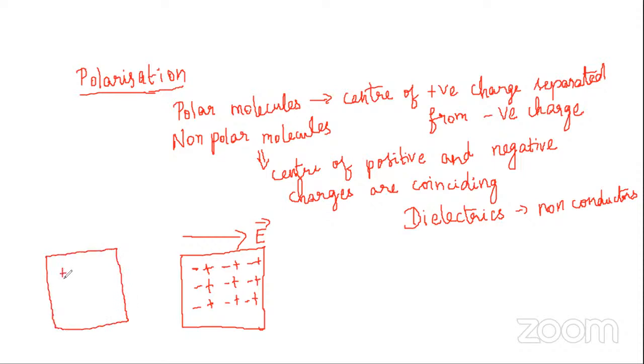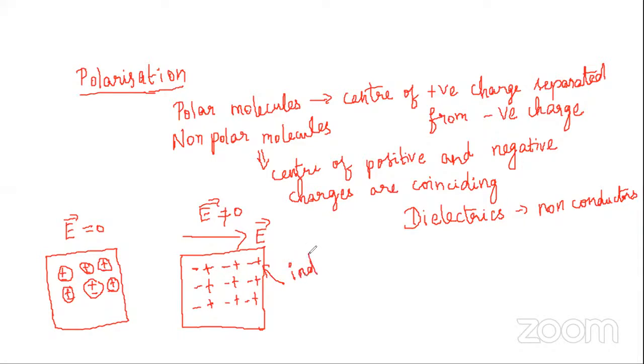As I have told you earlier, in the absence of an electric field the center of positive charges and the center of negative charges are coinciding. So the arrangement is like this. The external electric field is 0 here. But here the external electric field is non-zero. So here you have separation of charges, and due to the separation of charges, you will be getting an induced electric field here.